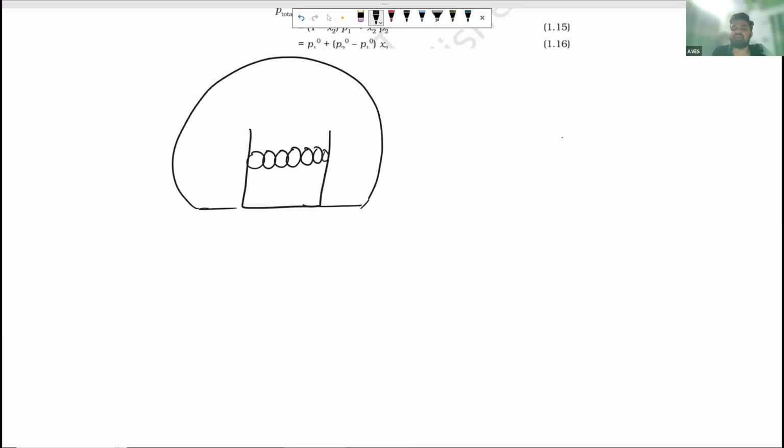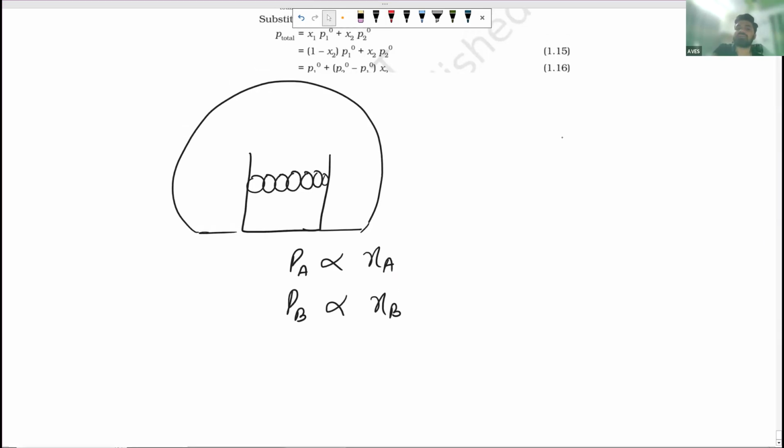That means the partial pressure exerted by A is directly proportional to the mole fraction of A, and the partial pressure of B is directly proportional to the mole fraction of B. Then what is the total pressure? P total will be equal to the partial pressure of A plus the partial pressure of B.